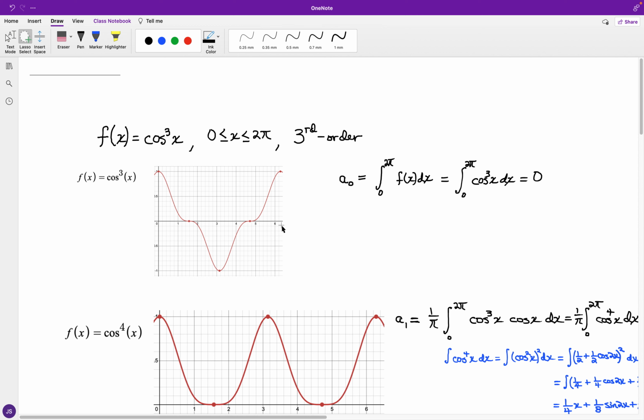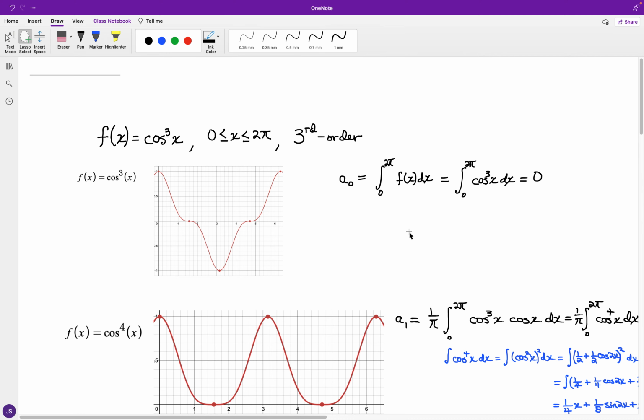And right away, for the integral between 0 and 2 pi, you're going to have as much area below as above the x-axis, and so you could look at this as additive inverses canceling each other out, and without having to do the hand integration, we can go ahead and say that a naught is equal to 0.